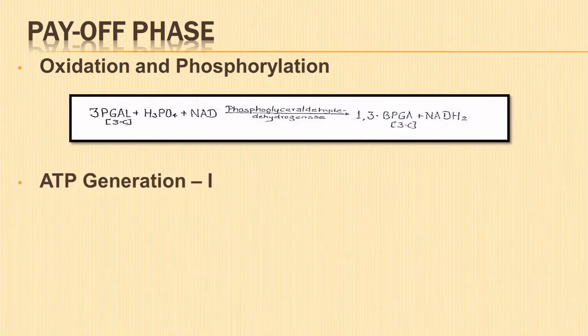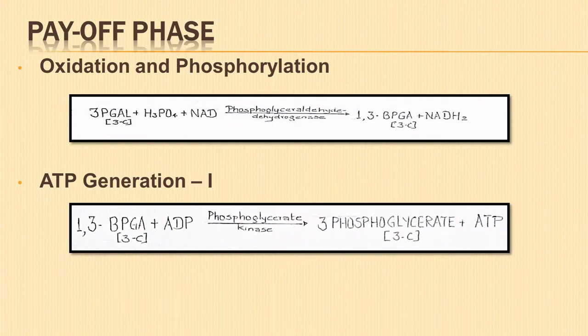Next step is ATP generation. 1,3-bisphosphoglycerate is converted into 3-phosphoglycerate by the removal of a phosphate group. This phosphate combines with ADP to form an ATP molecule in the presence of enzyme phosphoglycerate kinase.